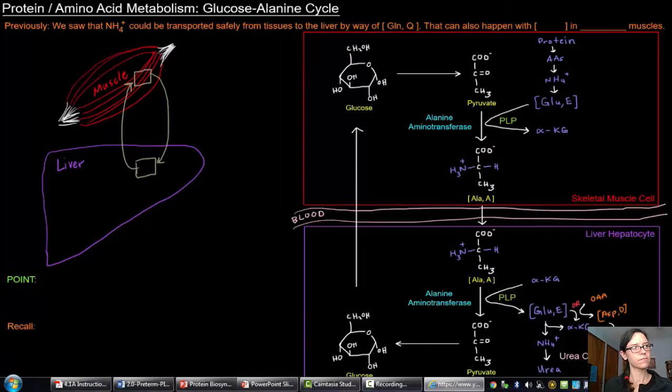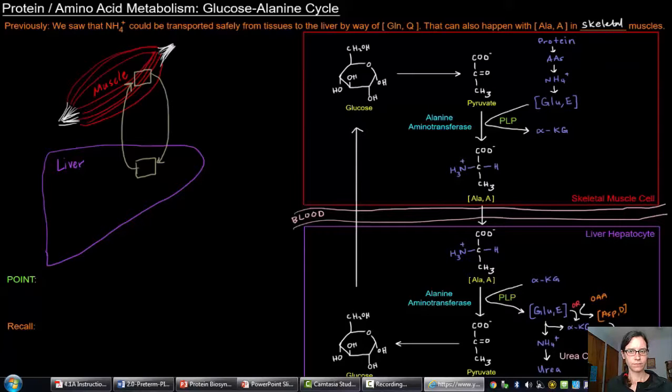Okay, so previously we saw that ammonium ion can be transported safely from tissues to the liver by way of glutamine. Glutamine being the main sort of amino acid that carries nitrogen through the blood and around the body. Now, that doesn't have to happen exclusively with glutamine. It can also occur with another amino acid, alanine. And that alanine is specifically coming from the skeletal muscles.